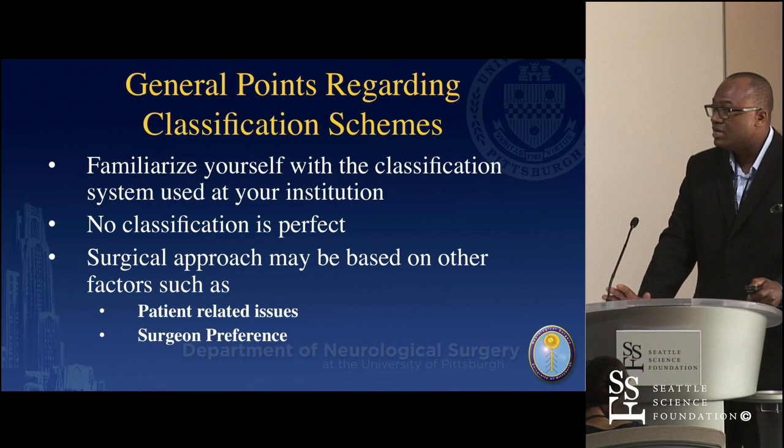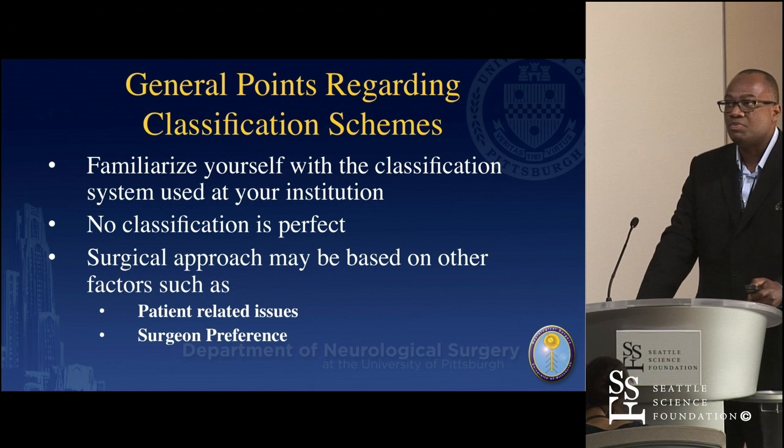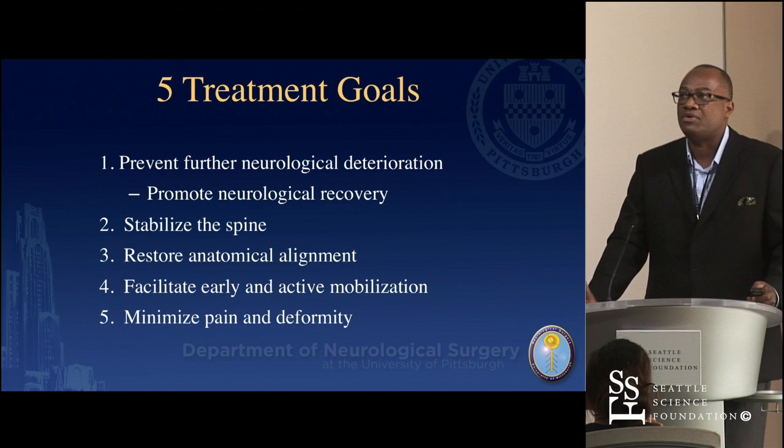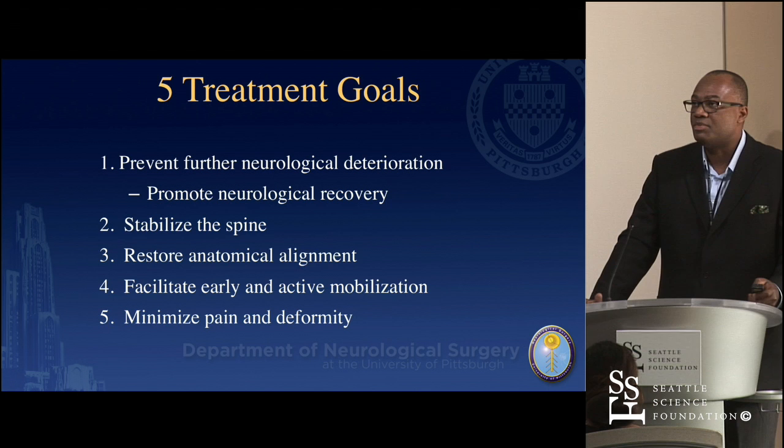So basically, you have to just familiarize yourself with a classification system. The surgical approach may be based on other factors, such as the patient-related issues and also the surgical preference. The best surgery is the safest surgery in your hands. And your treatment goal really is to prevent further neurological deterioration, stabilize the spine, and you want to restore the anatomical alignment, facilitate early and active mobilization, and of course, address pain and deformity.